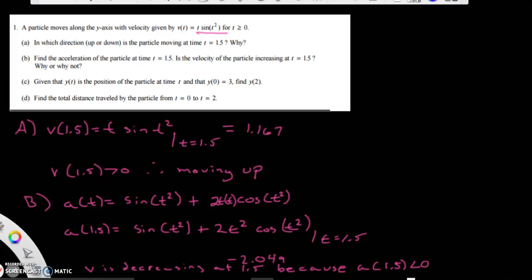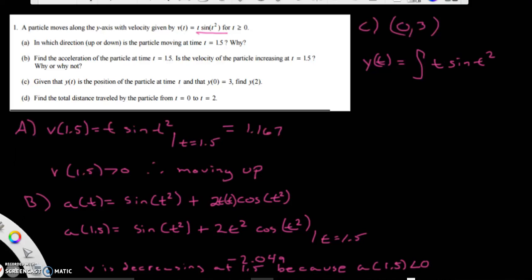Okay, part C. Given that y of t is the position of the particle at time t, and y of 0 equals 3, find y of 2. Okay, so (0, 3) is our initial condition. So now we're going to have to do integration. So we have y of t is going to equal the integral of the original function.